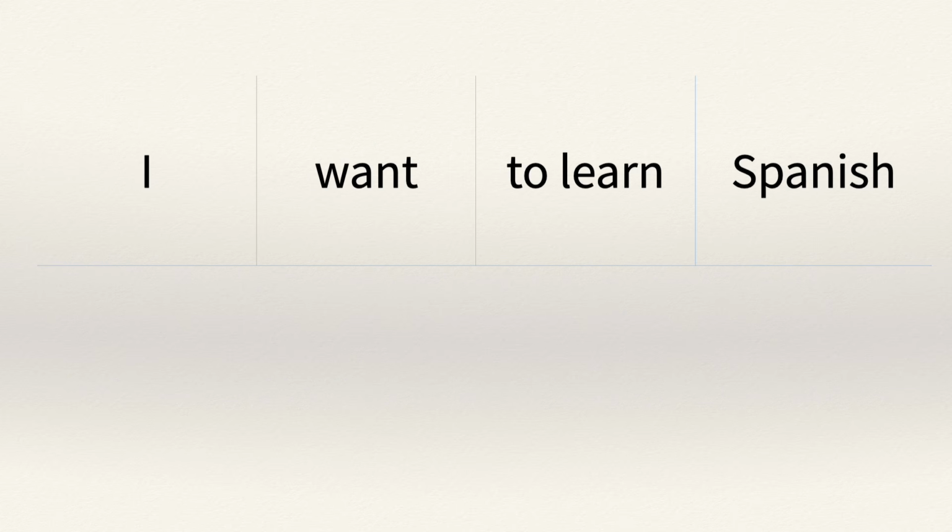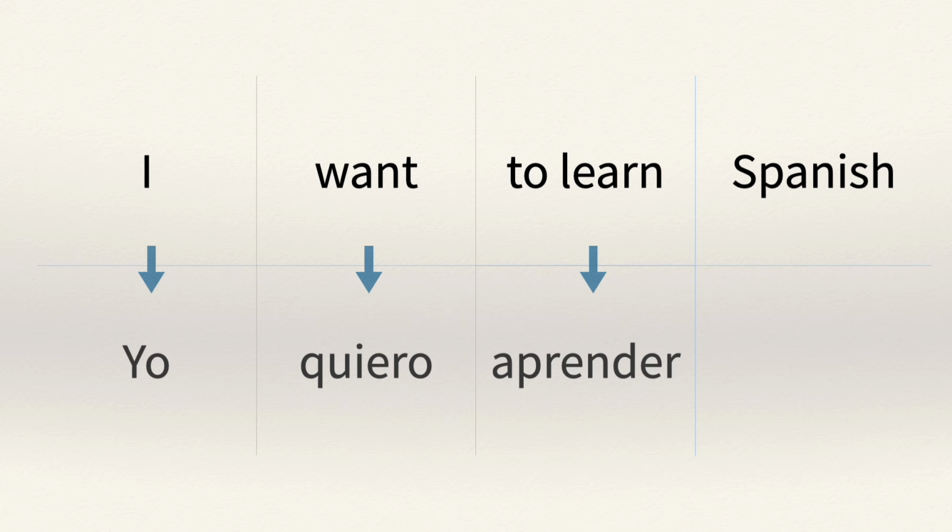Very good. How about this one? I want to learn Spanish. How do you say I? Yo. Want, we already saw this one before. Quiero. To learn, so we're looking for a verb in its infinitive form ending in ER, IR, or AR. Aprender. Spanish, español. Yo quiero aprender español.